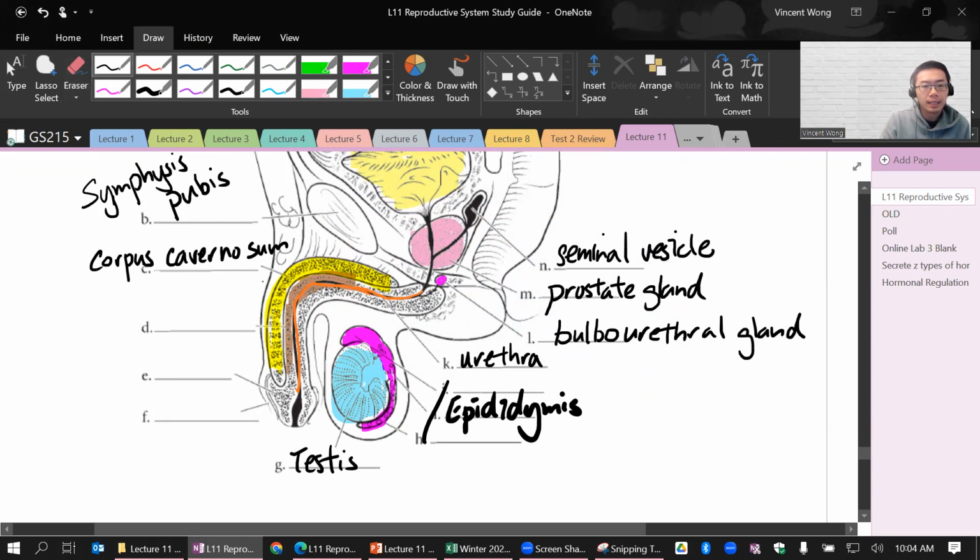Okay, and then at the ventral side of the penis, there is the corpus spongiosum. So these structures get filled with blood and create the erection. Corpus cavernosum and spongiosum.